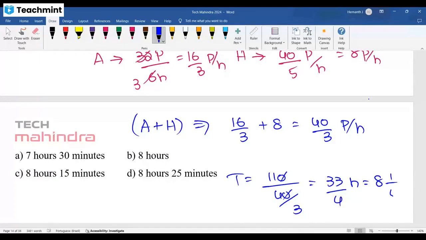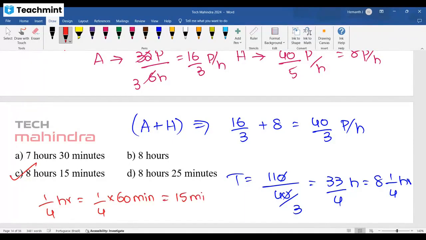33 by 4 means 8 and 1 by 4th of the hour. 1 by 4 is 0.25, okay. But 1/4 of the hour means 15 minutes. 1 hour is 60 minutes, right? So 1/4 of the hour is nothing but equal to 15 minutes. So 8 hours, 15 minutes, you check once.